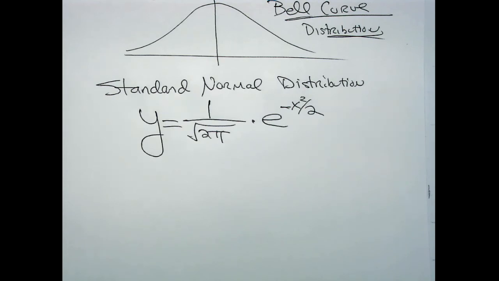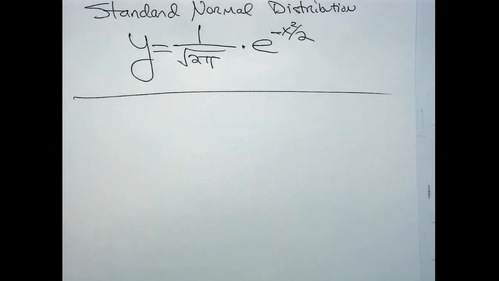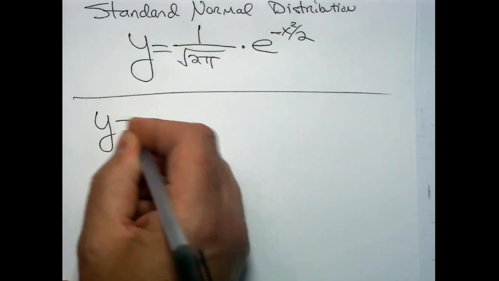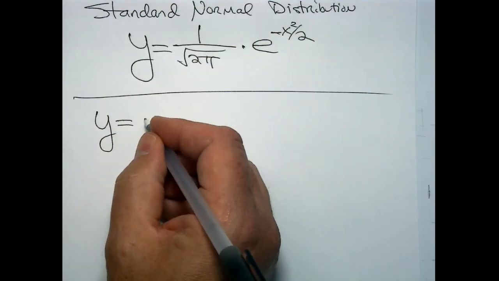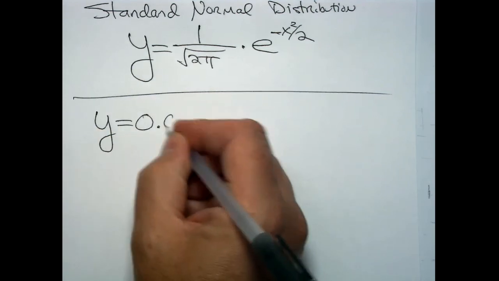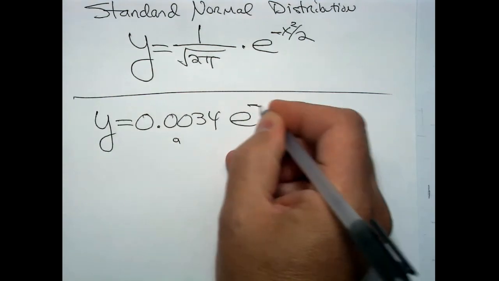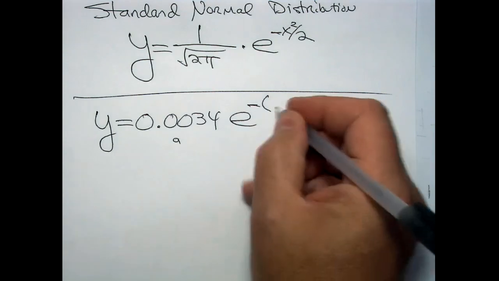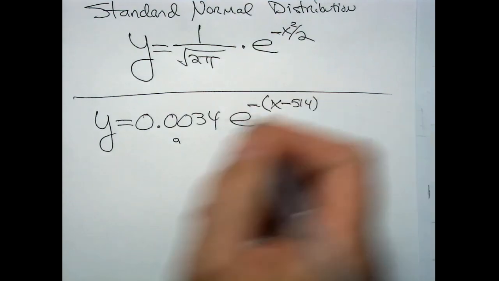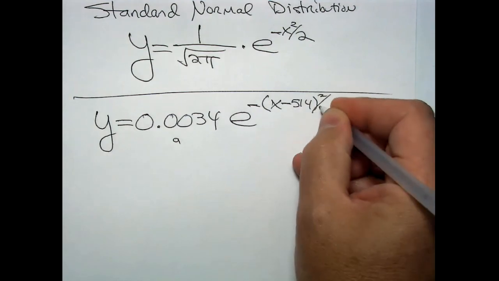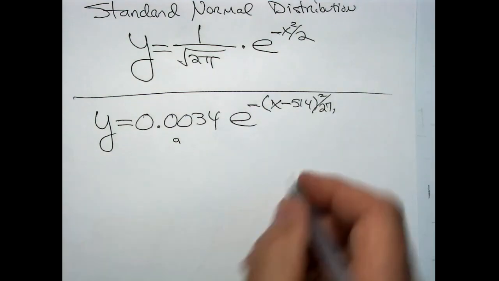So I'd like to take a look at this example in the book, which models SAT scores. The SAT score model looks something like this. In order to really apply this, you need all of a, b, and c for your specific problem. And they've gone ahead and given us all that. So this is for the 2011 SATs, and it's 0.0034. That's my a. My e is right here, minus. Now it's x minus 514 squared over 27,378.